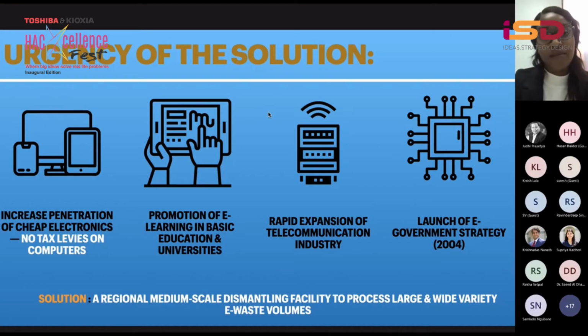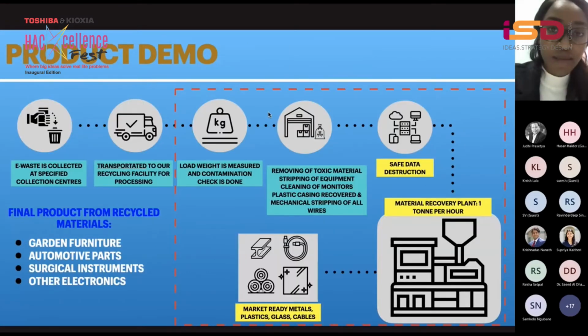This is why we have come up together, 5 of my team members, to bring up a solution where we provide a regional medium-scale dismantling facility to process large and wide variety e-waste volumes. Our process begins where we collect the e-waste at major urban centers. We have our collection sites, and transport it to our material recycling facility, where the waste is weighed and contamination is checked, just to ensure all that we receive is electronic wastes.